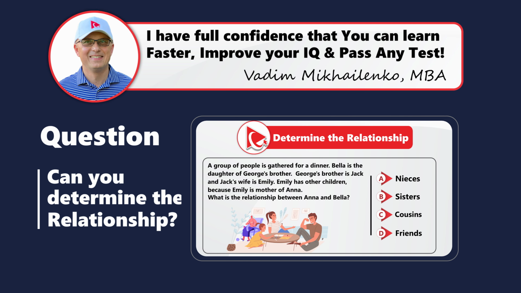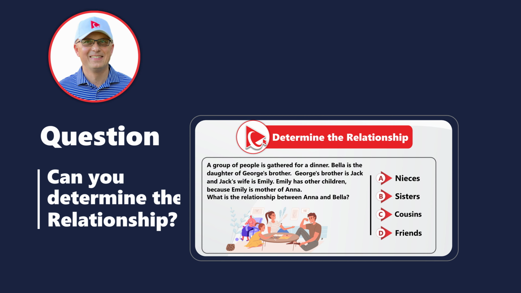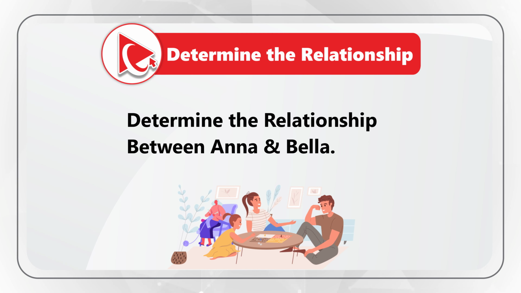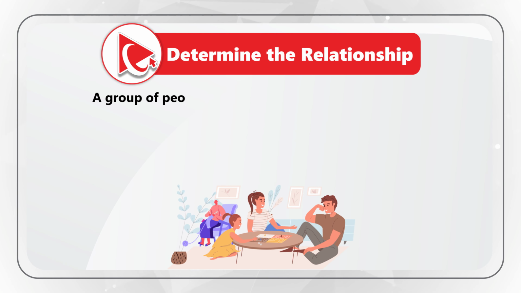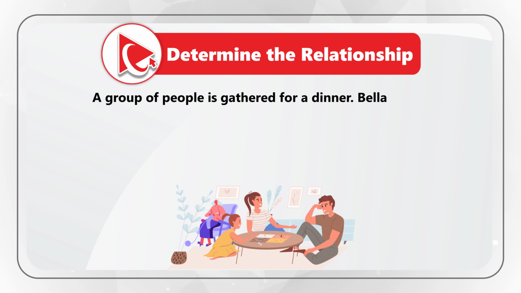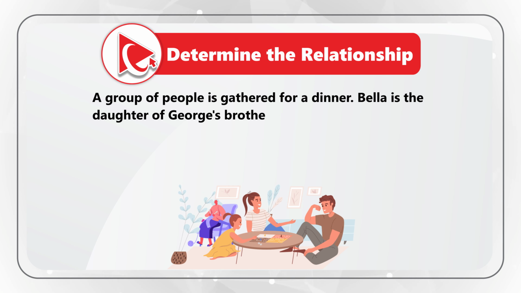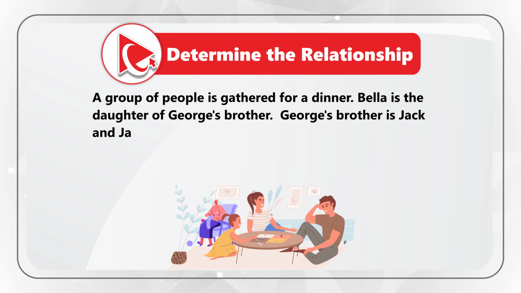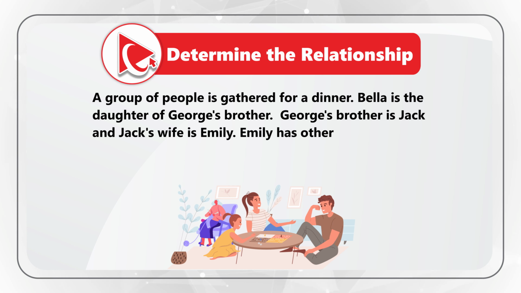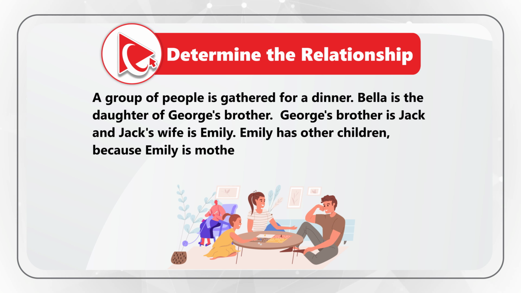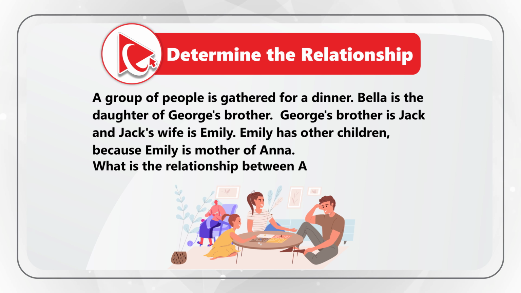And now, here's the question for you to practice your skills. You need to determine the relationship between Anna and Bella. A group of people is gathered for a dinner. Bella is the daughter of George's brother. George's brother is Jack, and Jack's wife is Emily. Emily has other children because Emily is the mother of Anna. So what is the relationship between Anna and Bella?